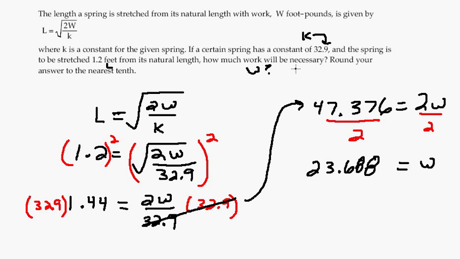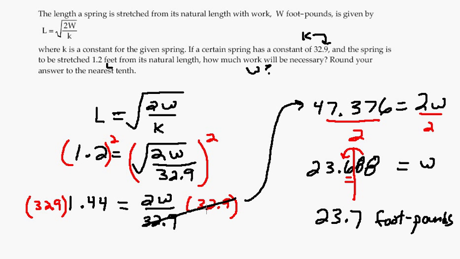So now we should go back and make sure we've answered the question. How much work will be necessary? Round your answer to the nearest tenth. Okay, the tenth is one place after the decimal. I'm going to have to cut it off right here, and that 8 will round that 6 up. So to the tenth would be 23.7 foot-pounds. So that would be the amount of work that we would have to apply, 23.7 foot-pounds, to this spring in order to stretch it 1.2 feet.